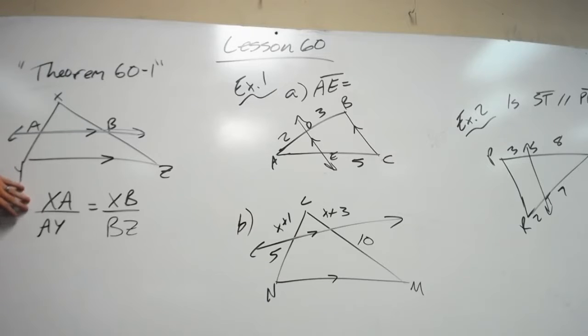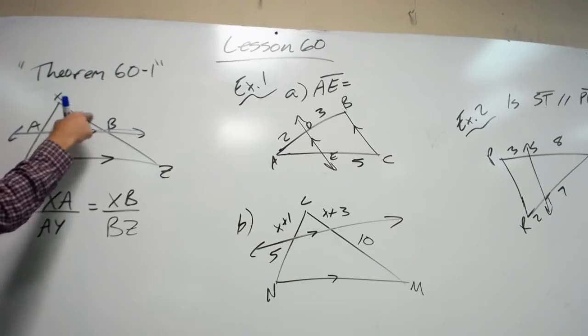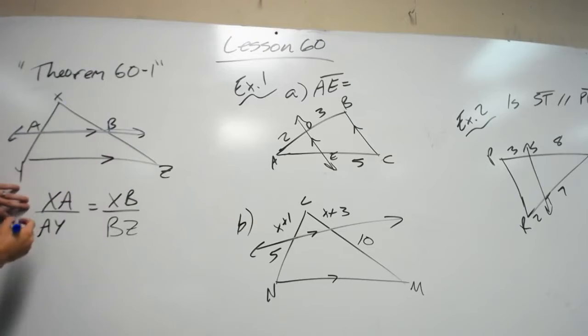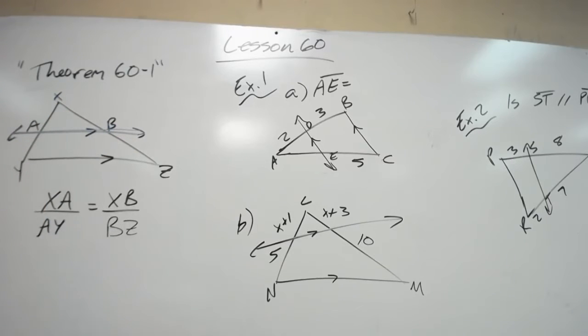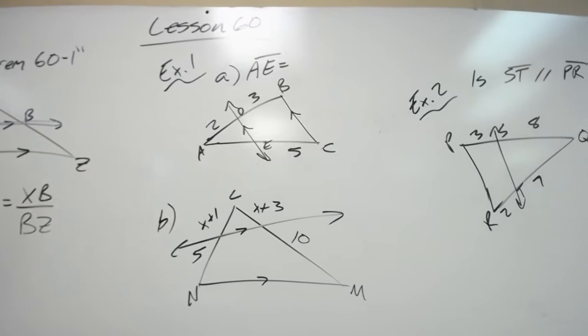Here's what's proportional. XA over AY is proportional to XB over BZ. So it's the top side over the bottom side is proportional to the top side over the bottom side. Let's look at a couple of examples.